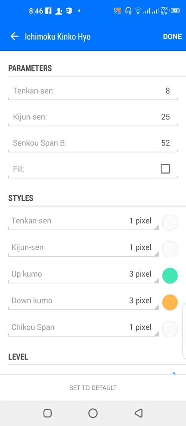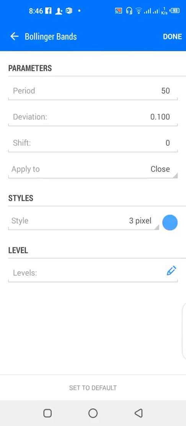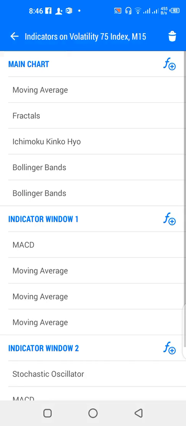For the up Kumo, you have lemon. For the down Kumo, you have orange. For the other style, you leave the color to match the background color of the chart. Then we have Bollinger Bands. The period is 50, deviation is 0.100, the shift is 0, apply to close, and the color is blue.